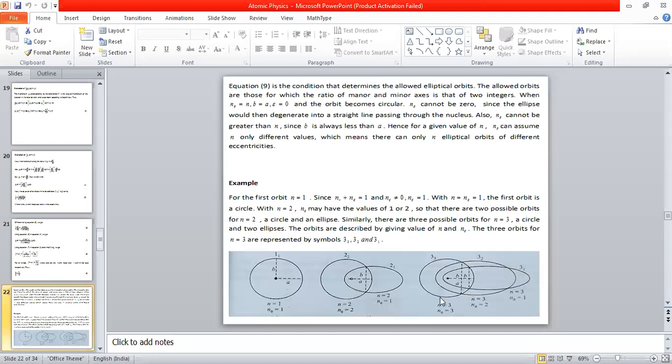So therefore, whatever is the value of the total quantum number n, so many are the number of suborbits. So for quantum number n is equal to 1, only one suborbit is possible, that is circular. If I go to the case of n is equal to 2, 2 suborbits are possible. Out of the 2 suborbits, one is circular, another one is elliptical. If I go to the case of n is equal to 3, 3 suborbits are possible. Out of the 3, one is circular, remaining 2 are elliptical, and so on. Okay, so this is the thing that is actually introduced by Sommerfeld's elliptical orbit concept.